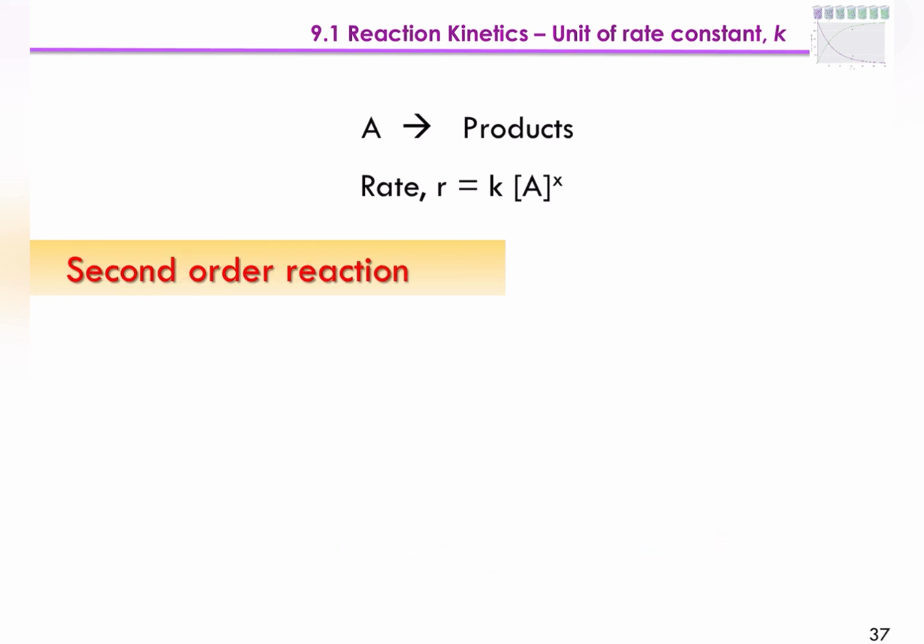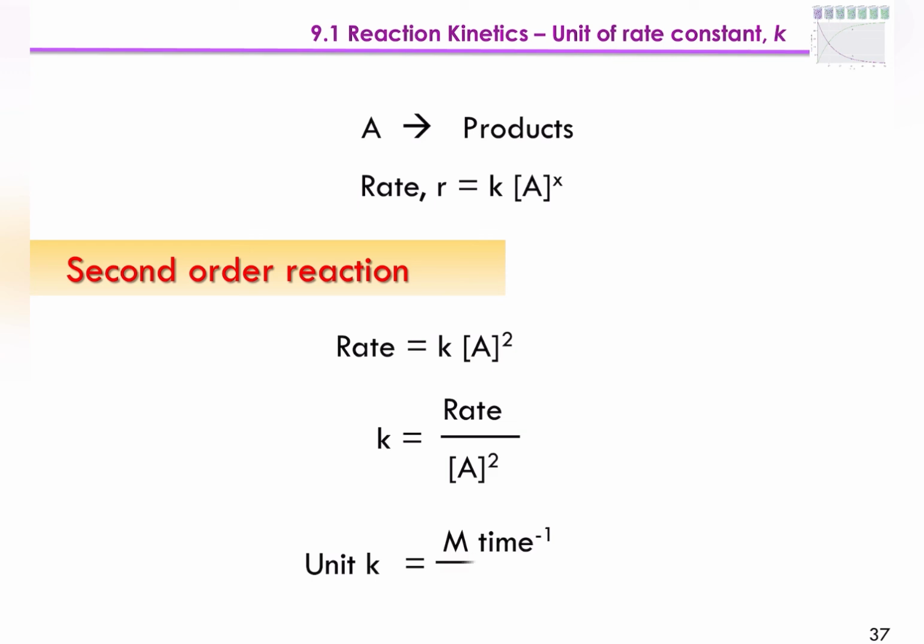Now we go to the second order reaction. I'm going to replace x with 2 and rearrange with k as my subject. I will have it in this form, where the unit for k equals molar per time for the rate, over concentration to the power of 2 for A squared. Then you cancel out one M with one M from below. What's left is per molar per time. So this is the unit for the rate constant of a second order reaction.